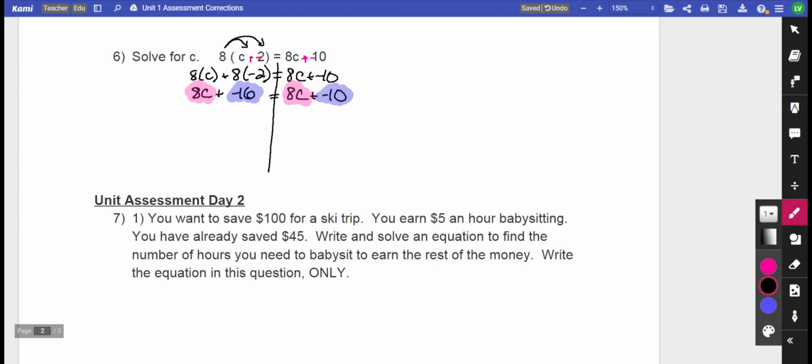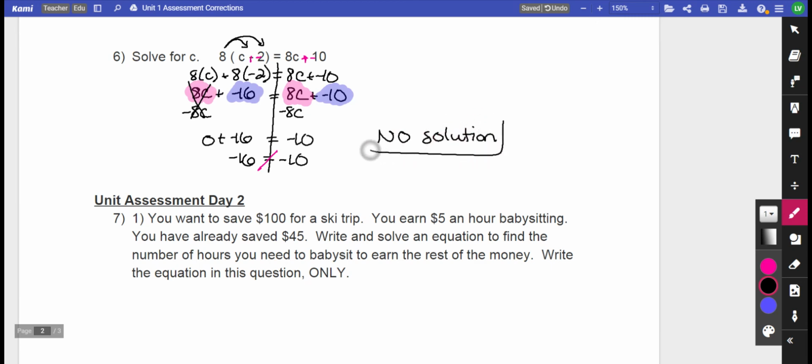Again, you can pick whichever term you want to move first. I'm personally going to move 8c on both sides. That leaves me with 0 plus negative 16, which equals negative 10. 0 plus negative 16 is negative 16, which equals negative 10. That is not true. Negative 16 does not equal negative 10, so this means there is no solution. There's no number you can put in for your c value for it to actually be true.